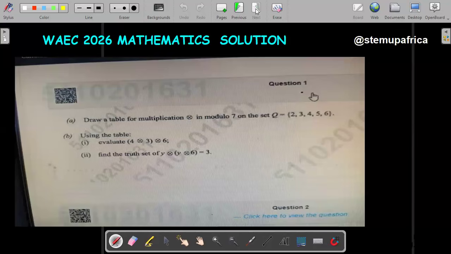Okay, you copy this question. You also copy this question. This question is a very common question. It's called modular arithmetic. Copy it. Modular arithmetic.